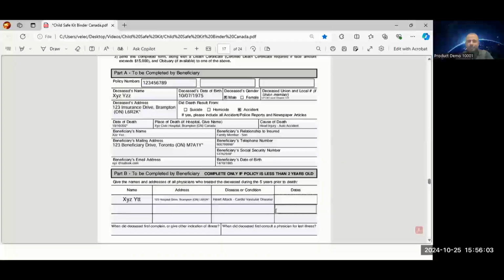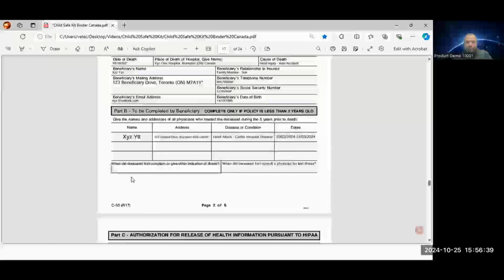Let's say this person was treated between 20th of March, 2024 to 22nd of March, 2024. Make sure this date corresponds with the date of death. It has to be before the date of death. So when did the deceased first complain or give other indication of illness?